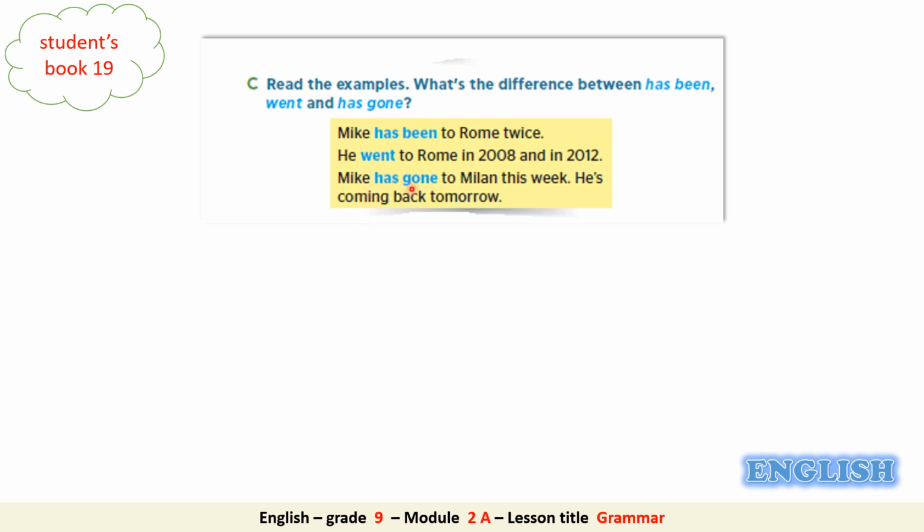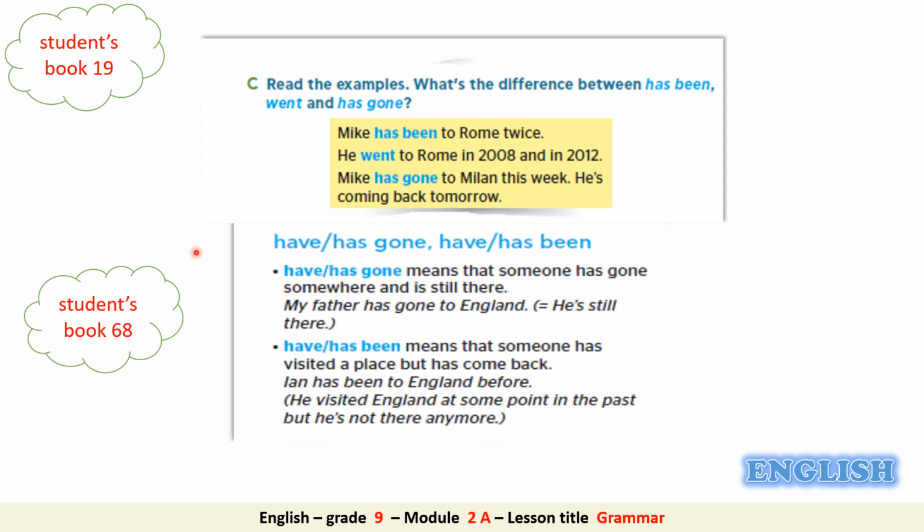In the third sentence, Mike has gone to Milan this week. He's coming back tomorrow. So here Mike is still in Milan. He hasn't come back. So the difference between has gone and has been: with has gone, the person is still away. He hasn't come back. Whereas with has been, the person has come back. For more information, could you please go to Students Book page 68 and study this table? Go ahead.